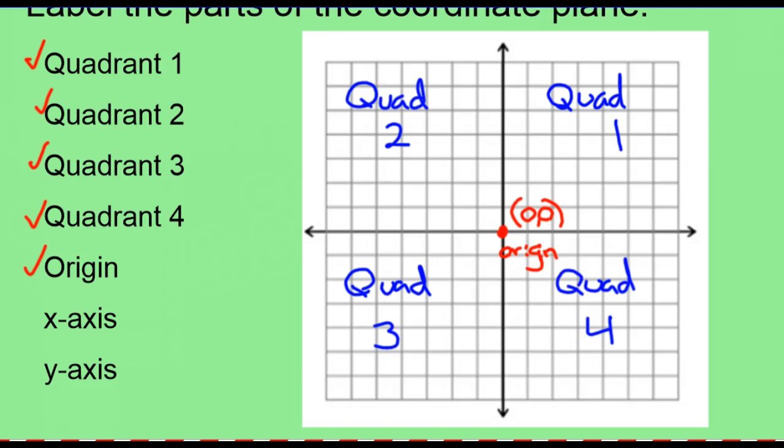Finally, we have our x and y axis. The x-axis goes horizontally, straight across, side to side. The y-axis then is the one that goes up and down. So these are the parts of our coordinate plane. We got our quadrants, we have the origin, 0, 0, and we have the x-axis and the y-axis.